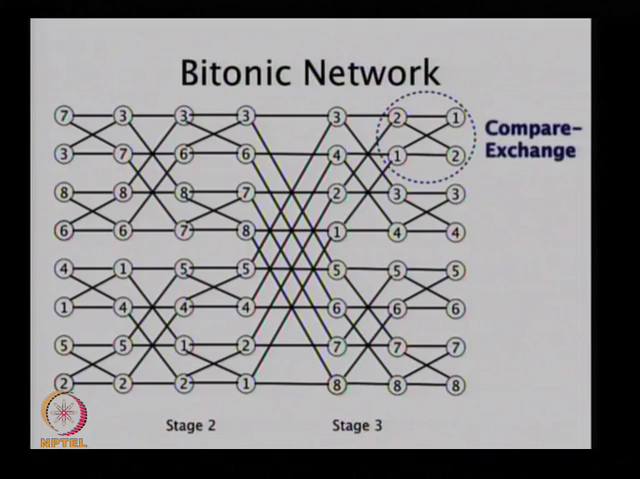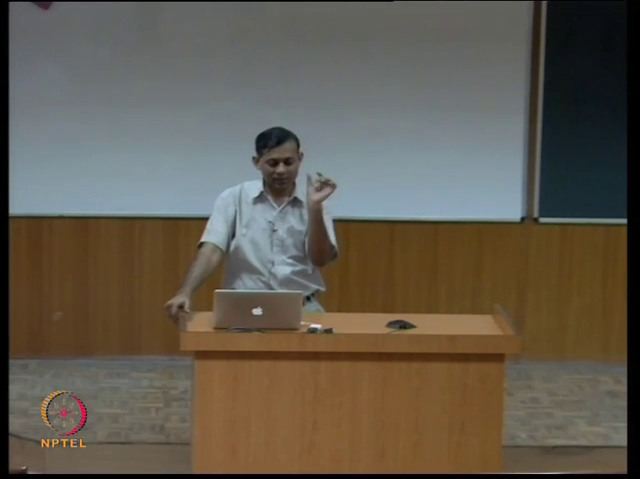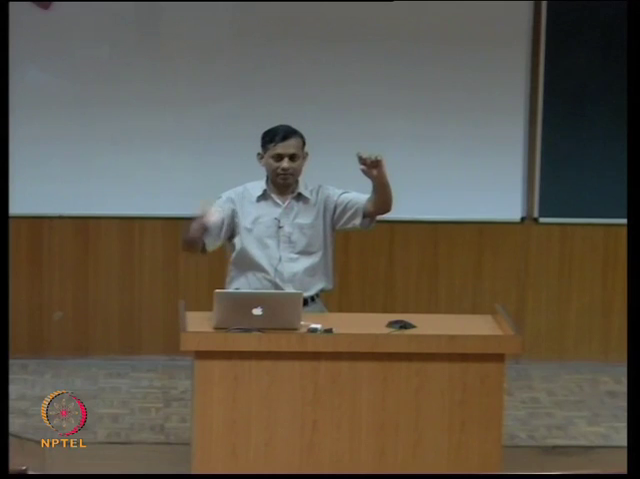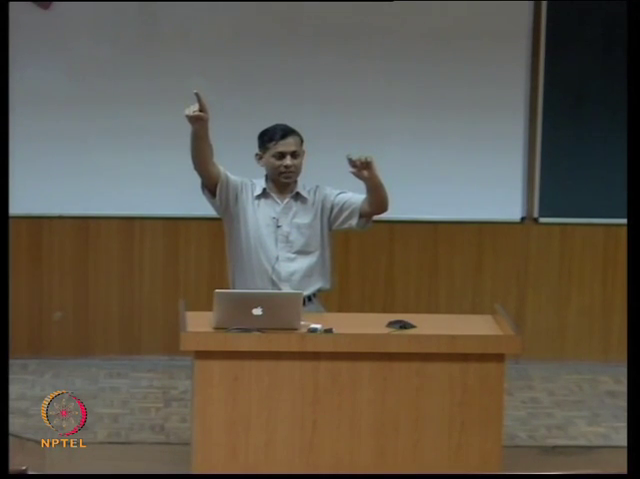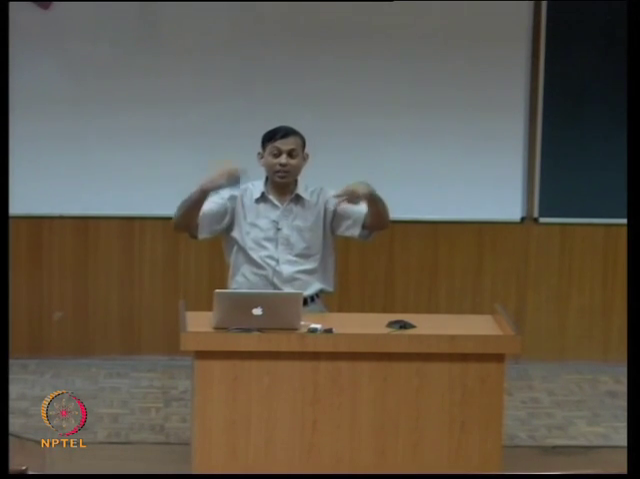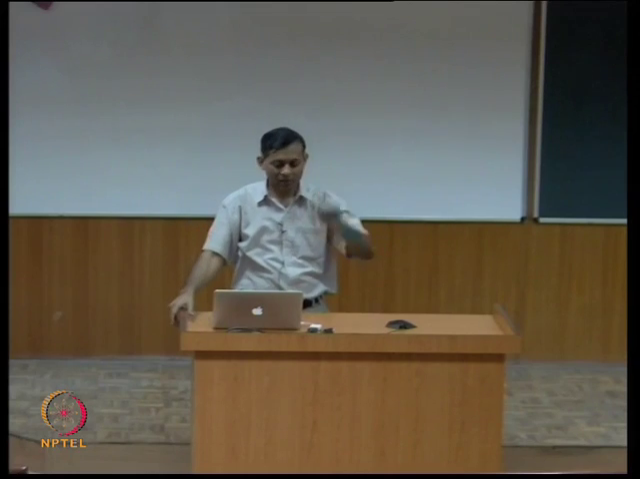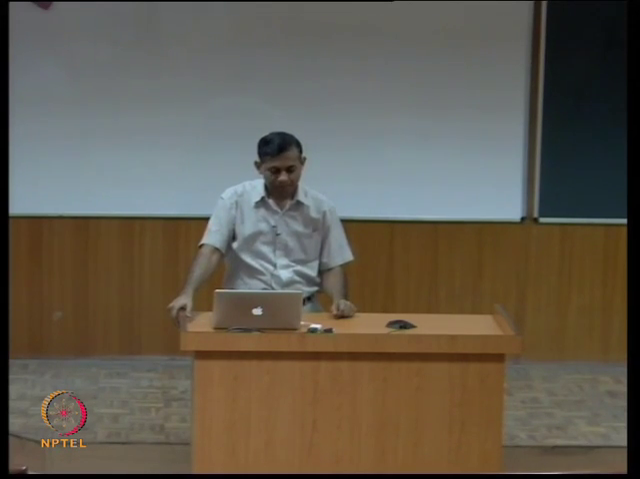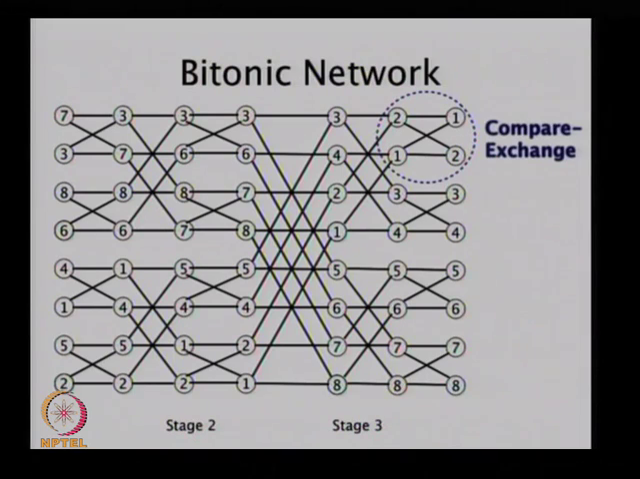And each of these units, which is a compare-exchange unit, takes a pair and puts the minimum of the pair at the top and the maximum at the bottom, or the other way around. It can be controlled whether min goes at the top or max goes at the top. And just following that example, the leftmost is your input, in whatever order you wish.